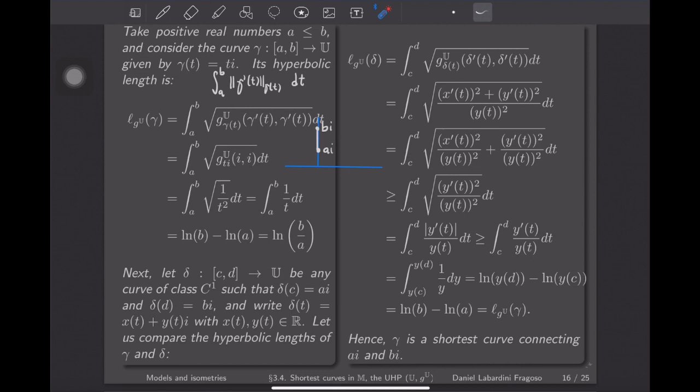Now, you see, I would say that any curve here that without leaving the imaginary axis kind of bends and backtraces is obviously longer than this gamma. So I'm really just going to focus on the situation where the curve leaves the imaginary axis. Okay. Now take any curve, parametrized with any interval, but going from the right place to the right place. And of course, we write this delta in terms of its real and imaginary parts, which are functions from [c, d] to the real numbers. And I want to compare the length of delta with the length of gamma.